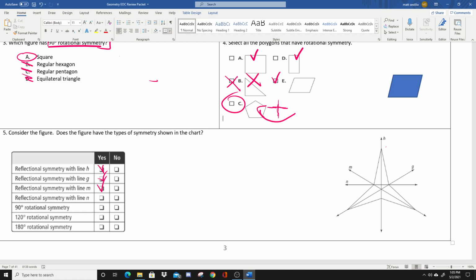Line N, this would not work. It's that first one that doesn't work, because then this would go like that. So that doesn't work. 90-degree rotation. This point would end up over here. So that one doesn't work.